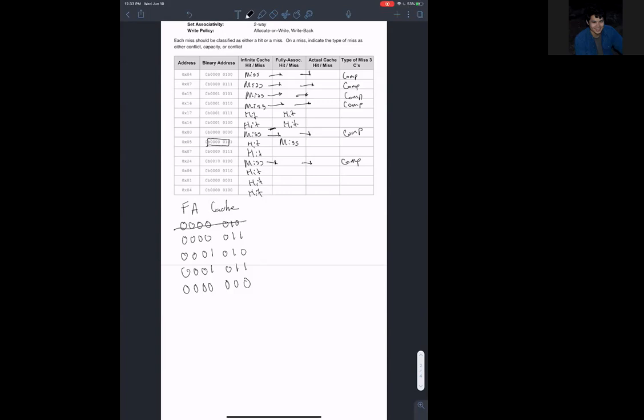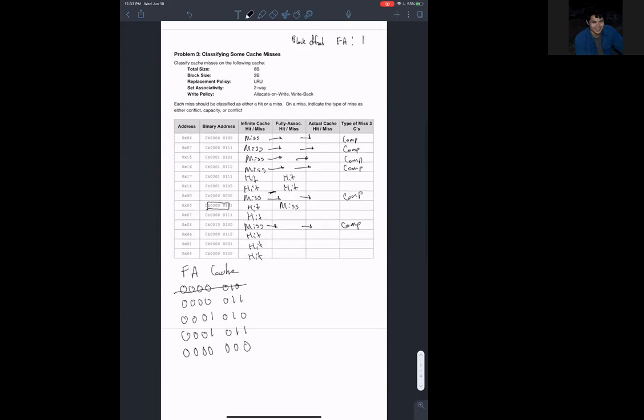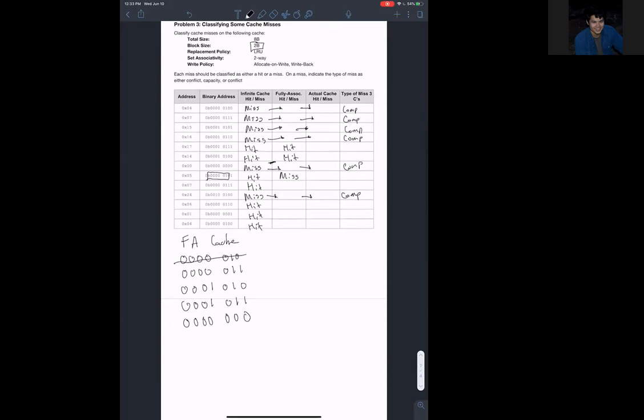And what is the block size of fully associative? So the really important thing to know about all these caches is they all have a block size of 2 bytes. And so yeah, kick out the least recently used and replace it. So our least recently used address was 0x07. So we're going to kick that one out and replace it with the address 0x05.